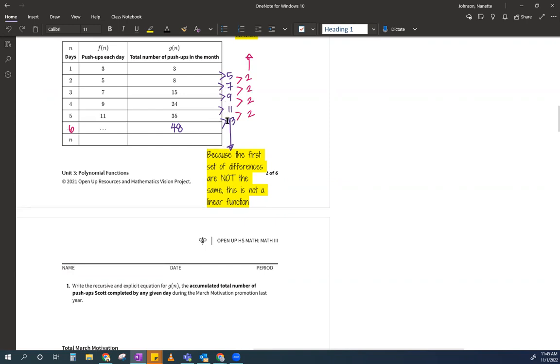So here I'm just adding odd numbers, right? So that's my recursive function. I'm just going to add odd numbers. My explicit function is going to be a little bit different from that. Okay, and that's where we're going to pause and continue on our next time.